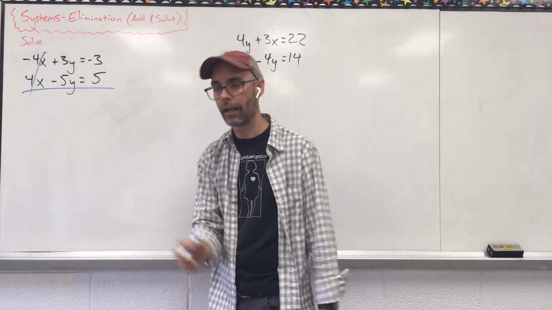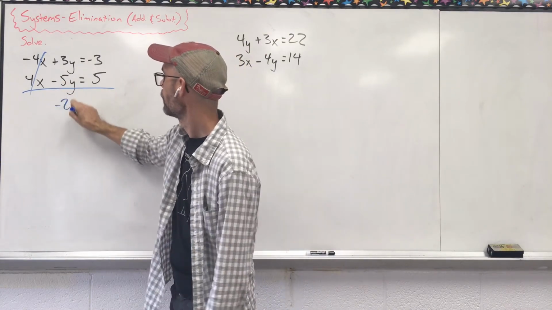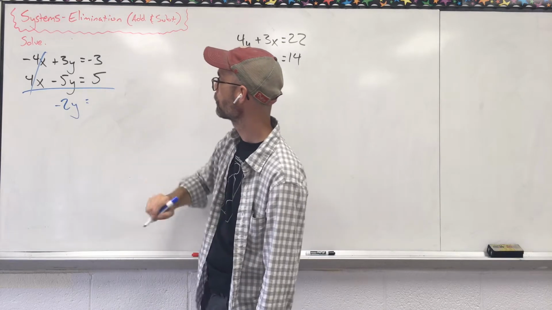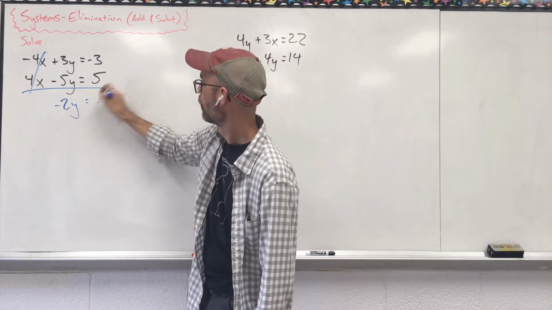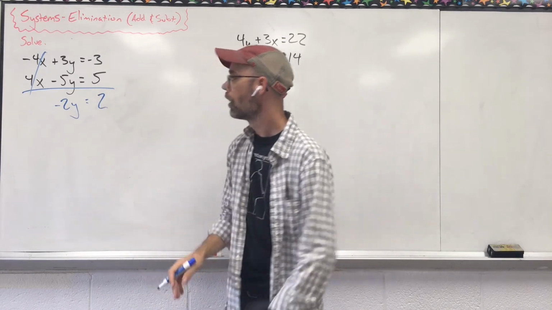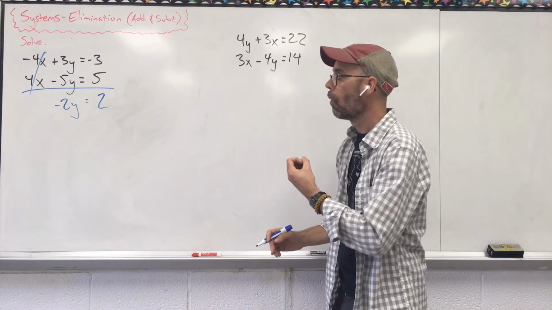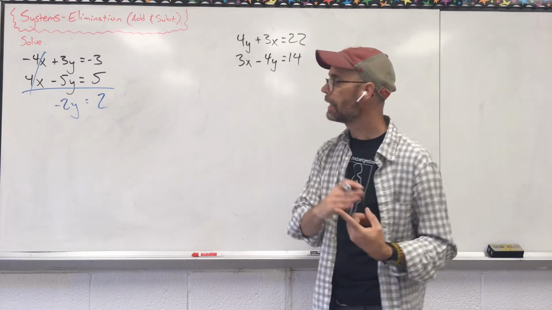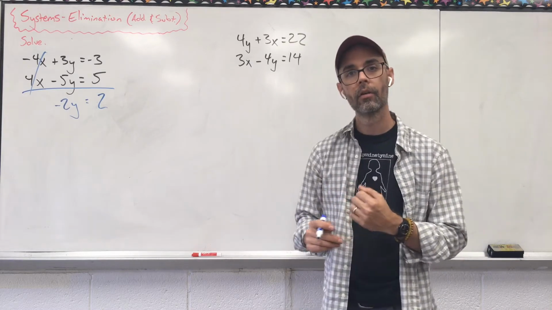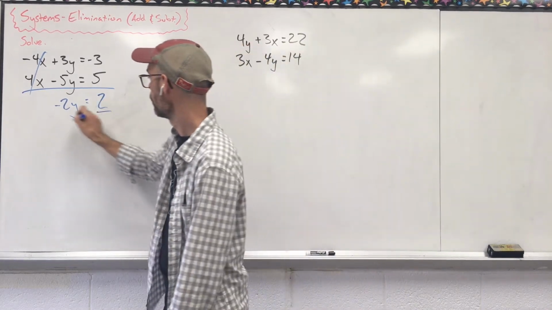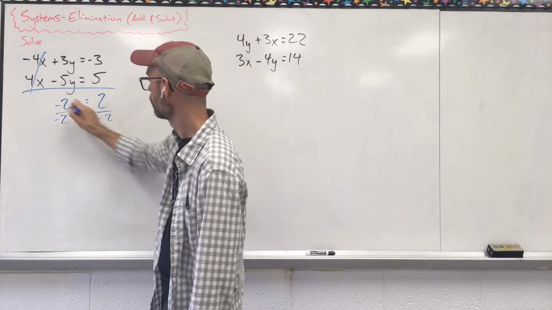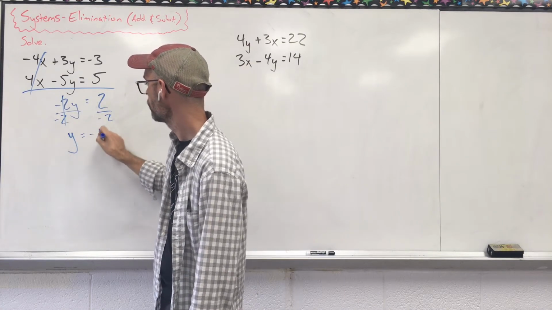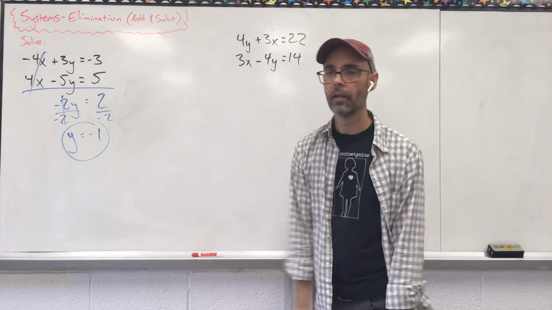Okay, let's add everything else up. 3 minus 5, negative 2y, 5 minus 3, positive 2. Look at that. We are almost done solving for one half of that variable. I need to get the only variable left alone. We divide by negative 2. Y equals negative 1. We're halfway done.